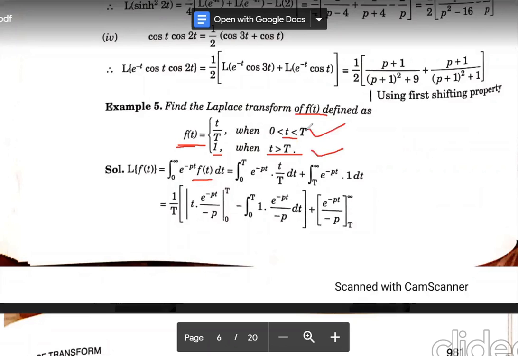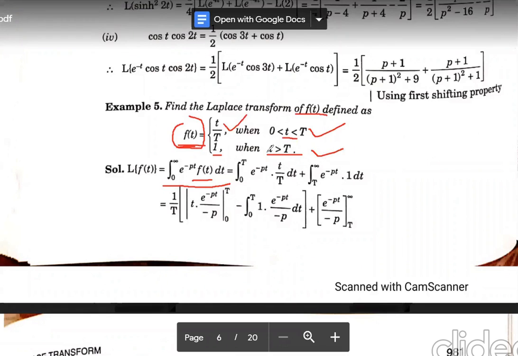One, if t is less than capital T, then its value will be t by capital T, and if t is greater than capital T, then its value is 1. So in that way, just divide this integral into two parts. One is from 0 to capital T and another one is from capital T to infinity. If it is from 0 to capital T, then the value of f of t will be t by capital T.